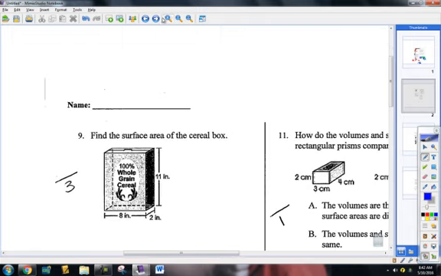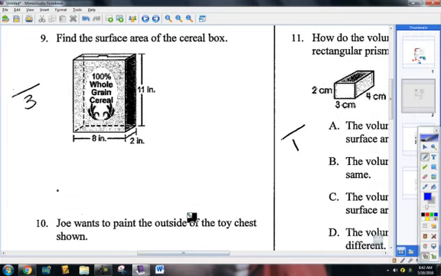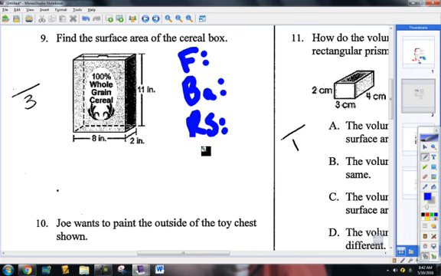All right. Find the surface area of that same cereal box. So you know this is worth 3 also. But there is no formula. This is the one where we just simply say this is going to be the front, the back, the right side, the left side, the top, the bottom. I don't care what order you put those in. Don't care at all. That's up to you guys.